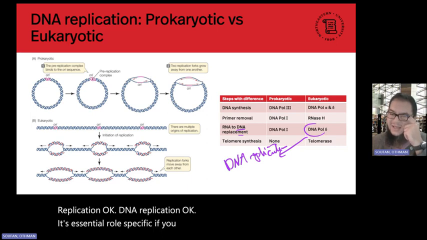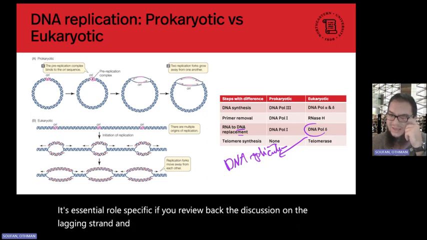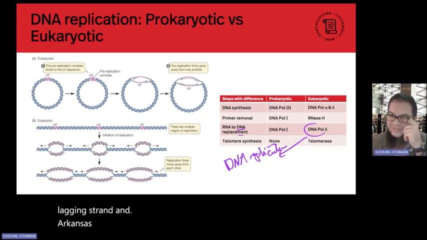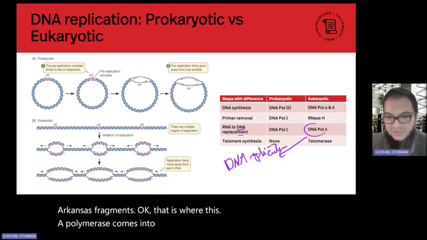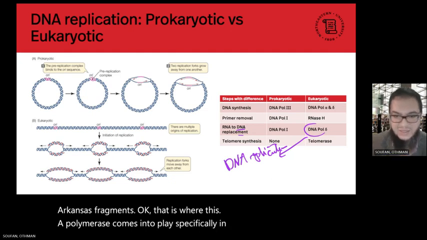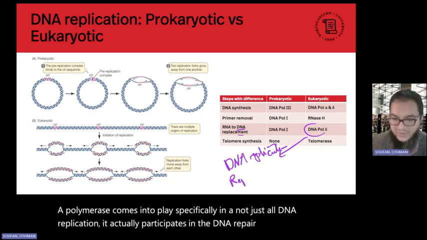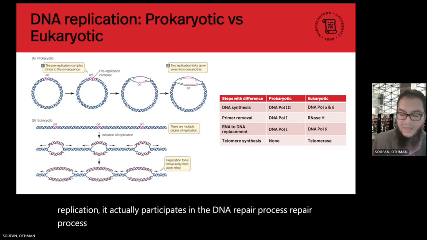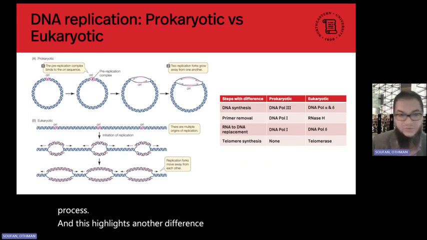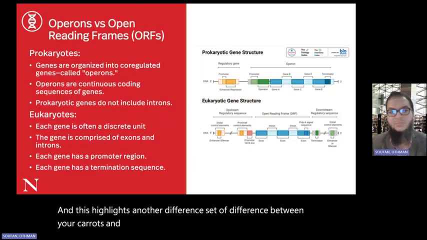If you review back the discussion on the lagging strand and Okazaki fragments, that is where this polymerase comes into play, specifically. Not only in DNA replication, it actually participates in the DNA repair process. And this highlights another set of differences between eukaryotes and prokaryotes.